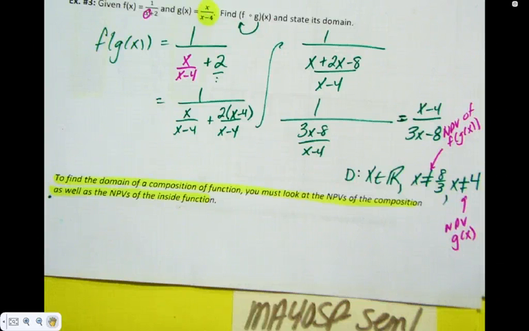Do we also have to know how to do the range or not? They could ask, it would work the same way, so you would just take the horizontal asymptotes of the two, the inside and the composition, or oblique asymptote if there was one.